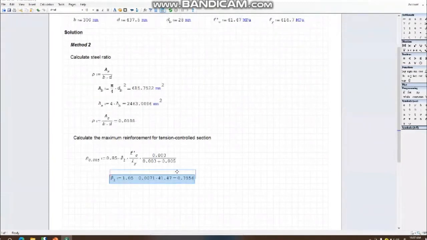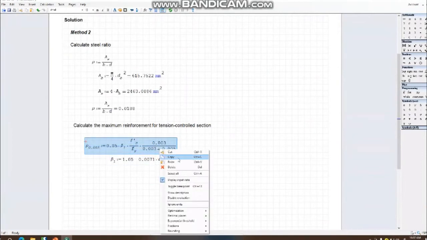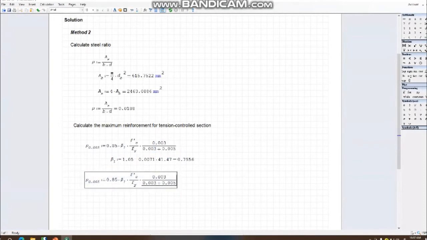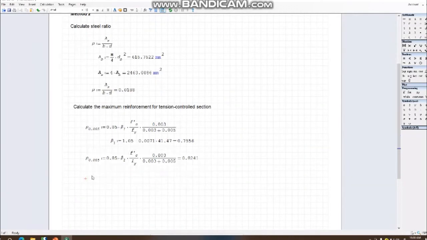Okay, the beta 1 is the same. So to calculate this one, and copy. So let's determine this one. Okay, so let's compare. For the section to be considered tension controlled, the value should not exceed the maximum value. Since our rho is less than the maximum steel ratio for tension control, then our section is tension control.